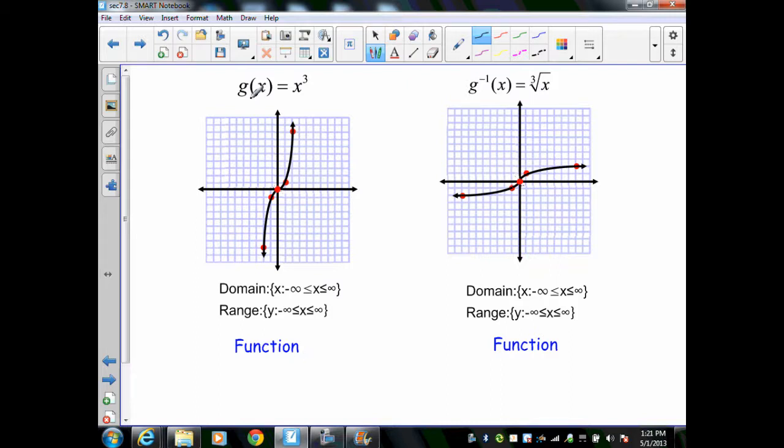The inverse of this would be the cube root of x. If we take a look at the domain, x is between positive and negative infinity, and the range is also positive and negative infinity. It is a function, and it passes the vertical line test.